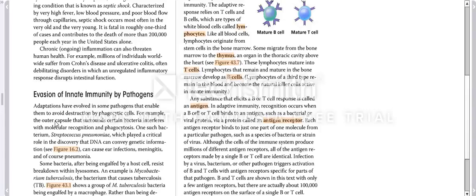One issue that the immune system must coordinate for things like this is that pathogens can adapt and evolve to be able to avoid destruction by phagocytic cells. One example of this is the bacterium Streptococcus pneumoniae, which can cause ear infections, meningitis, and pneumonia. So some bacteria, after being engulfed, can resist a breakdown.